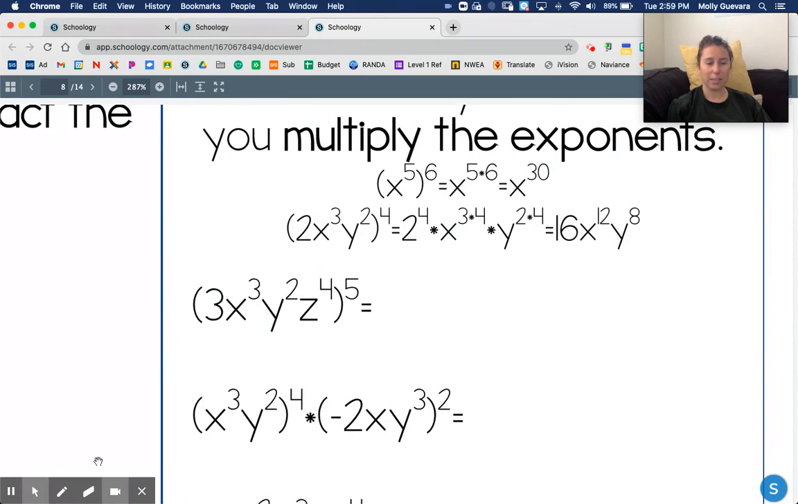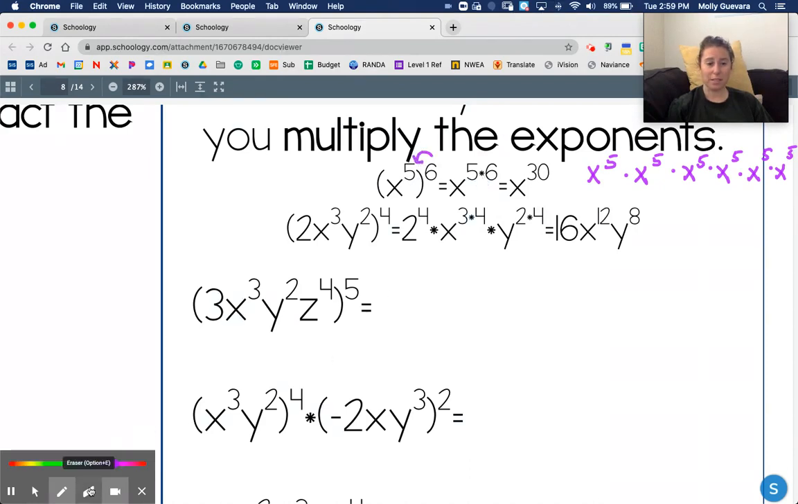Okay, so our examples here, and I'm just going to show you this, x to the 5th to the 6th. What this is asking me is to write x to the 5th 6 times, which of course I'm not going to be able to fit. 5, 6, right? So that's why this is 5, 10, 15, 20, 25, 30 x's. So that's why we can just multiply it. Multiply the 5 and the 6.